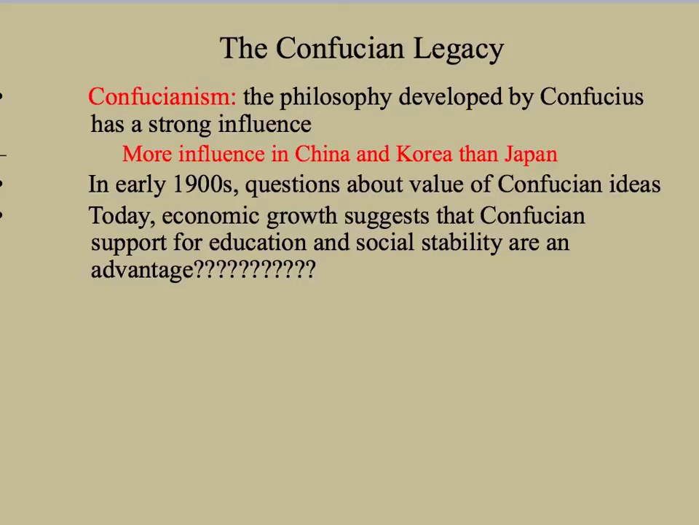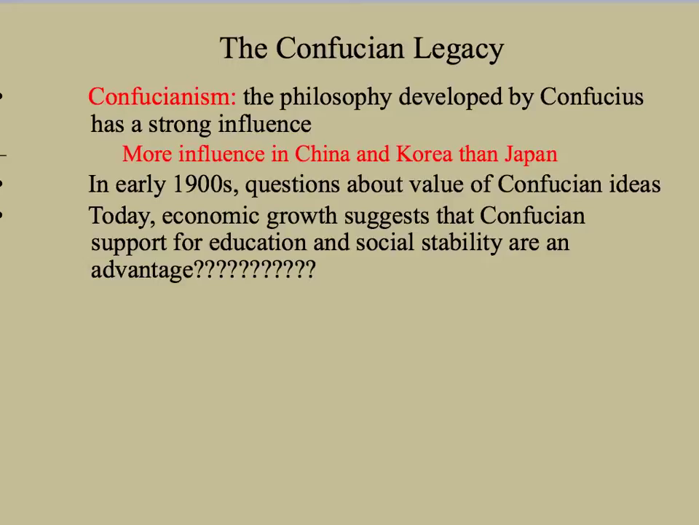In the early 1900s, people in China started to question the value of Confucian ideas, particularly the part that focuses on relationships and how you should have obedience to authority, and authority figures should act in a caring manner, and that there's really this relationship between people that needs to exist for a country to be successful. They also do focus on education as an important part, and that has still maintained a level of support.